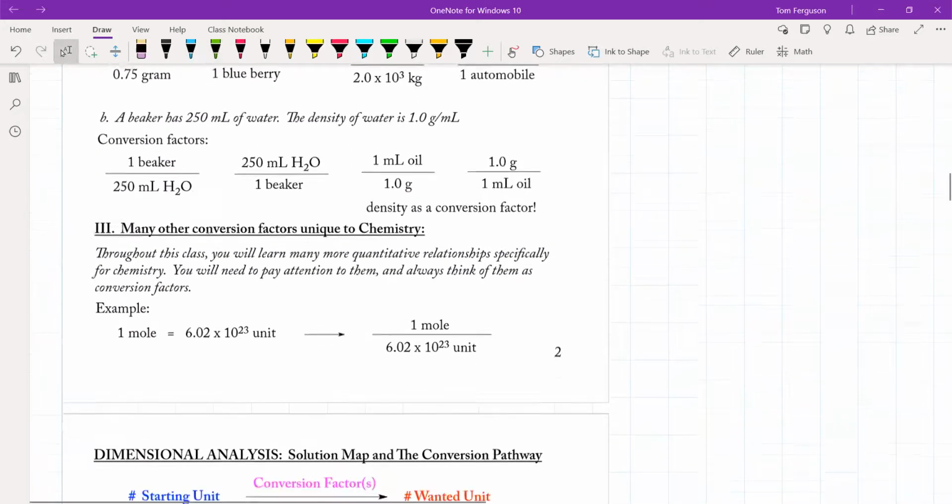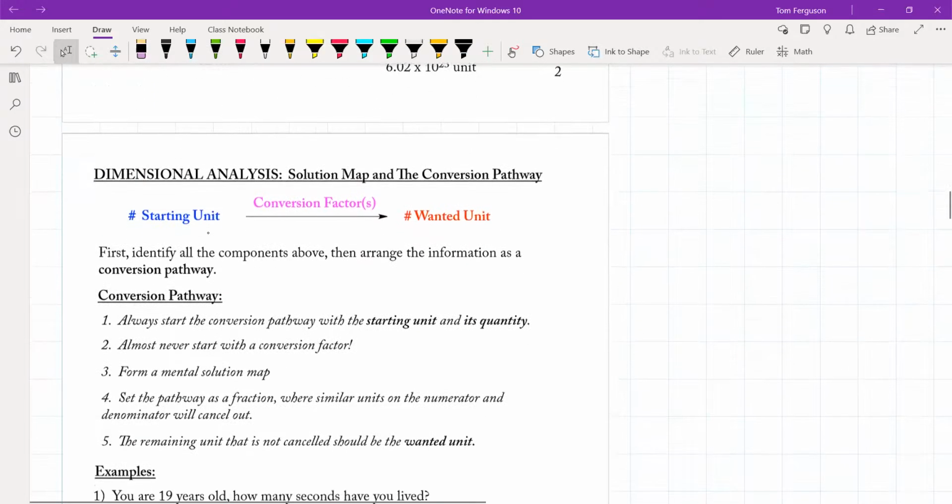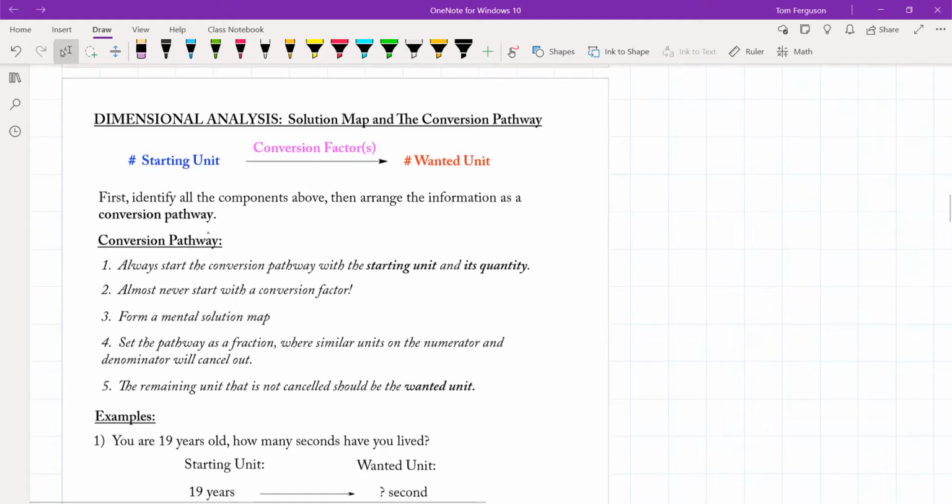All right, now, these notes are from Dr. Dowell, and he uses, instead of calculated unit, he uses wanted unit. Given unit, calculated unit. Same idea. And we have conversion factors to go from starting to wanting, going from given to calculated. Same idea.